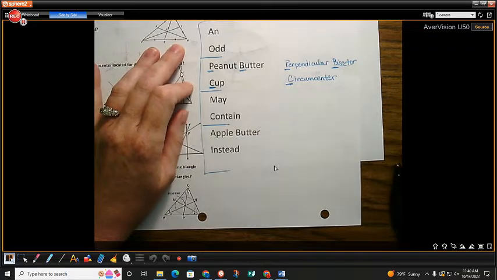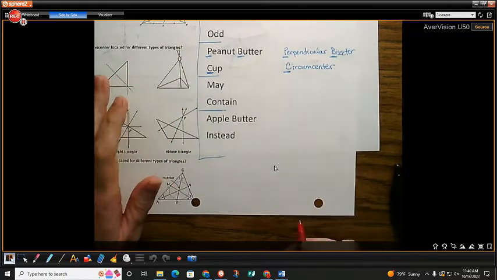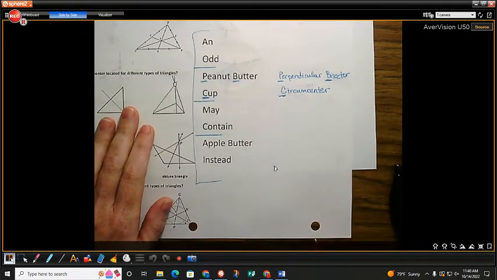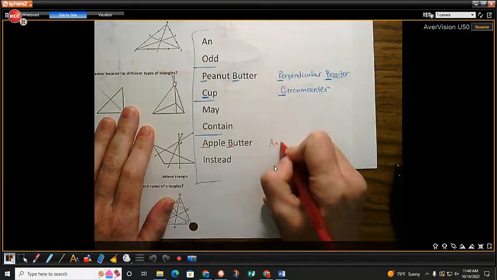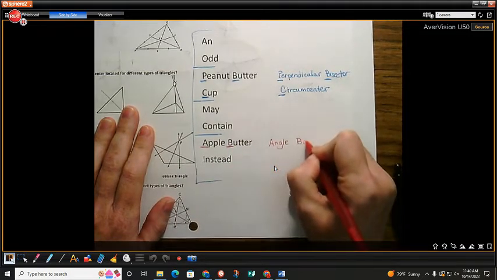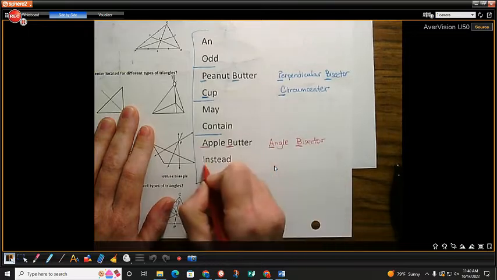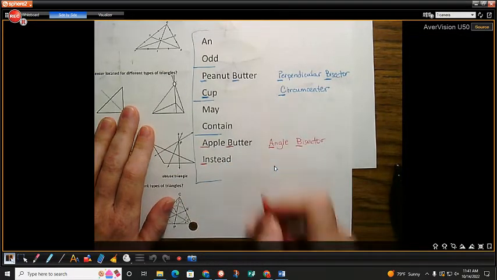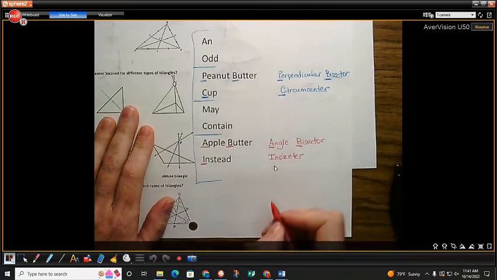What was the other special segment we learned about? Angle bisector. What do you think angle bisector will go with? Probably apple butter. So angle bisector will be going with something that has an I instead. Incircle. And that's your incircle. Incenter. Oh, yeah. The incenter is the center of the incircle.